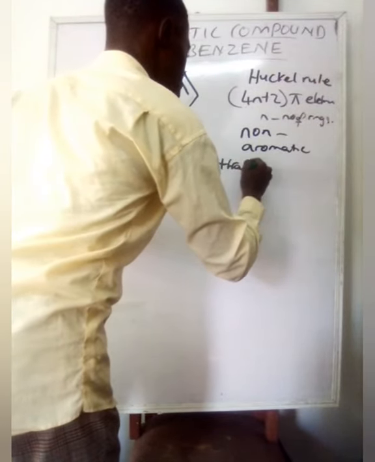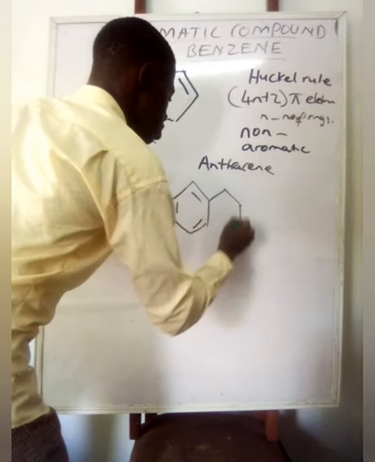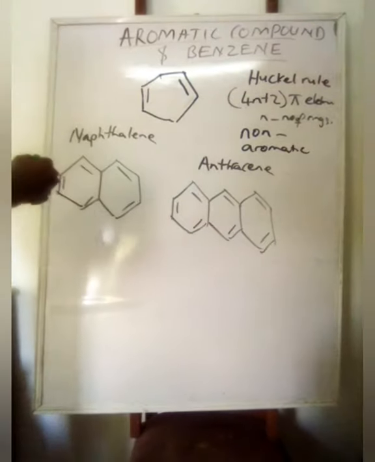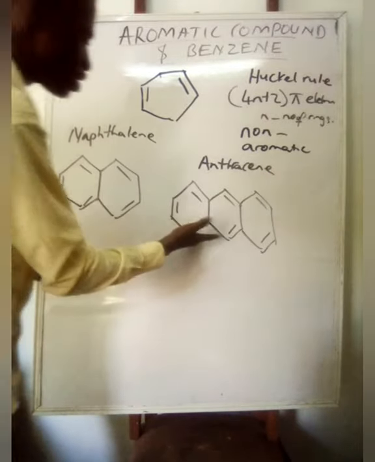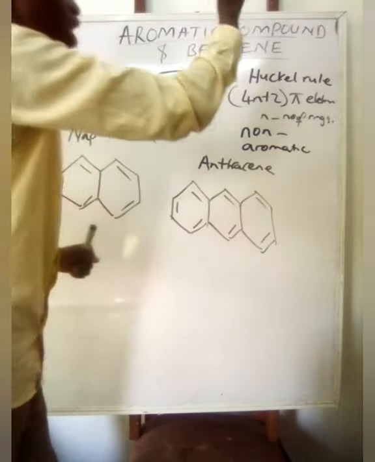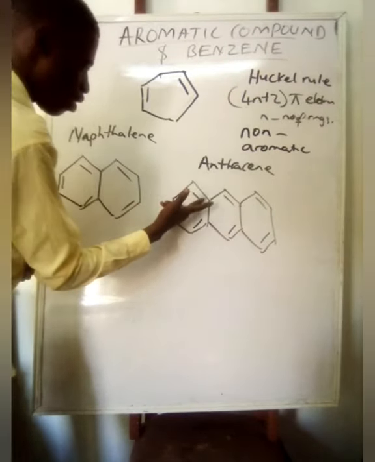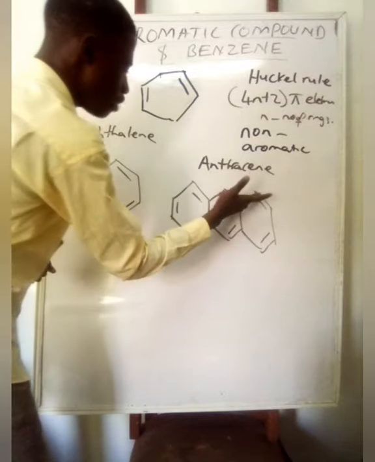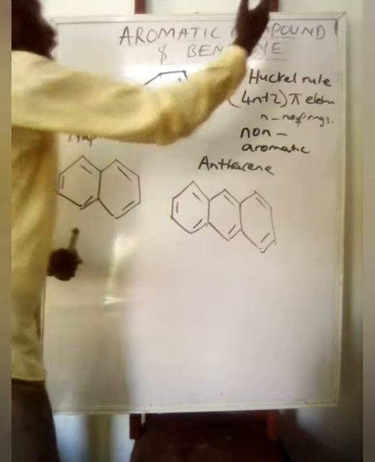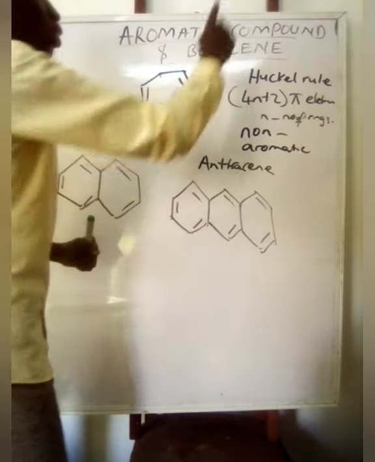Let's try another compound, which is called anthracene. This is the structure of anthracene. It has three rings. Now, applying Huckel's rule, we have three rings, with 4 times 3 is 12, 12 plus 2 is 14. Using Huckel's rule, we have 14 pi electrons. From the structure, we have 1, 2, 3, 4, 5, 6, 7, 8, 9, 10, 11, 12, 13, 14. We have 14 electrons from the structure and from Huckel's rule. Therefore, anthracene is an aromatic compound.